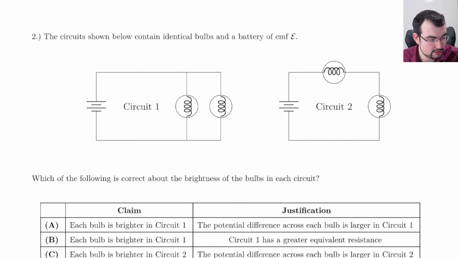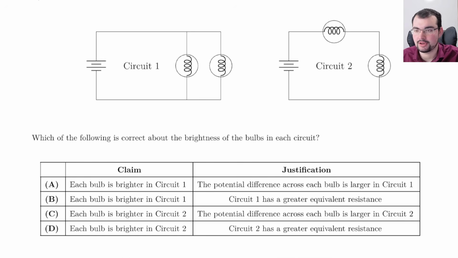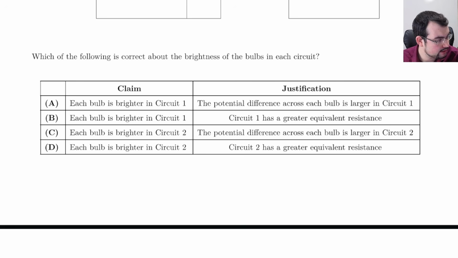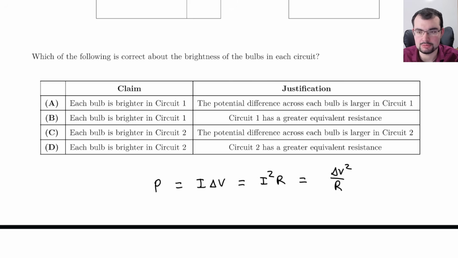Circuits shown below are identical with their bulbs and batteries. They're just wired different. So we have to figure out which circuit has brighter bulbs with justification. It looks like we can talk about either resistance or potential difference. And potential difference should make sense because we said brightness is related to power. And we have 3 expressions for power. One of them is the definition, the other 2 we acquire from Ohm's law. But notice that since the bulbs have the same resistance, this quantity R is the same, so we can actually just compare the potential difference.